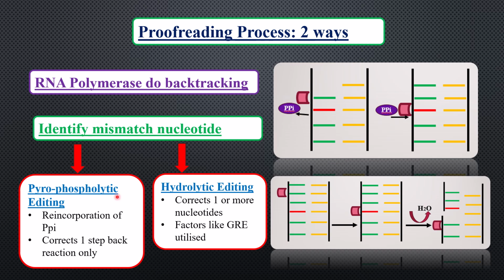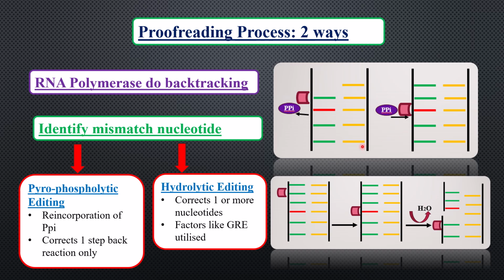Now once it identifies that there is a mismatch, it can do two things. One, it can do pyrophospholytic editing, or it can do hydrolytic editing. What is the difference between the two? This image shows pyrophospholytic editing, and this image shows the hydrolytic editing. Both are catalyzed by the endonuclease active site of the RNA polymerase.